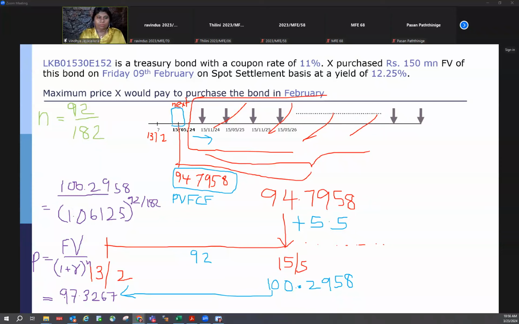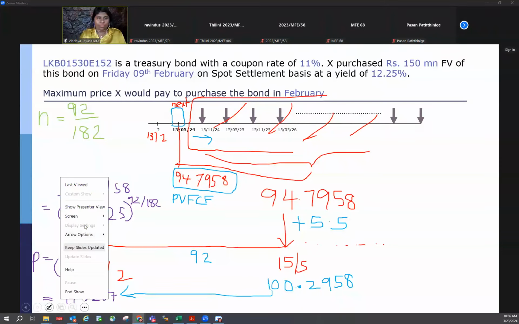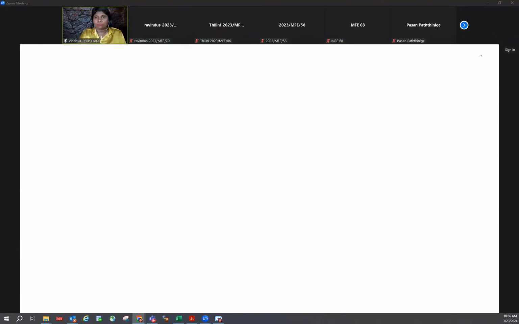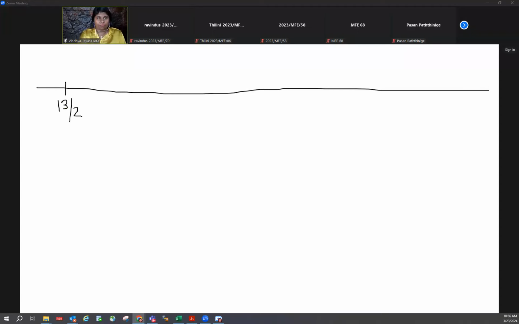So let me just show this one more time to you, right? This is where we are. We are on the 13th of February, going to the next coupon payment date. The last coupon was paid on 15th of November, and the next coupon payment date is 15th of May.